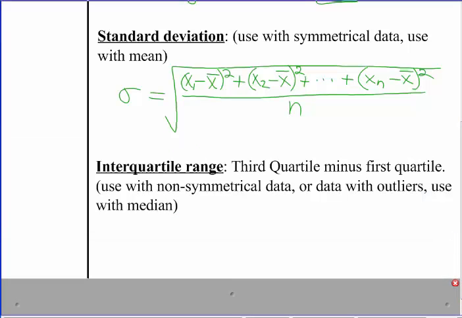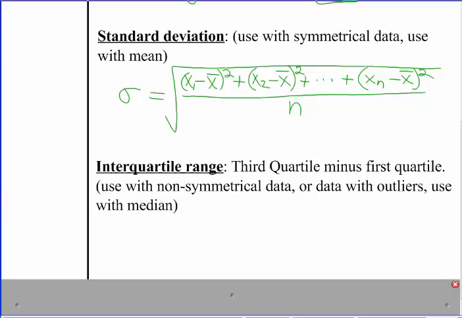The third measure of dispersion or spread is called the interquartile range. And that's where we take the third quartile minus the first quartile. We usually use this with non-symmetrical data, just like with the median. So if you're using the median, because of the type of data you have, you would be using interquartile range to describe what's going on with the data, the spread.